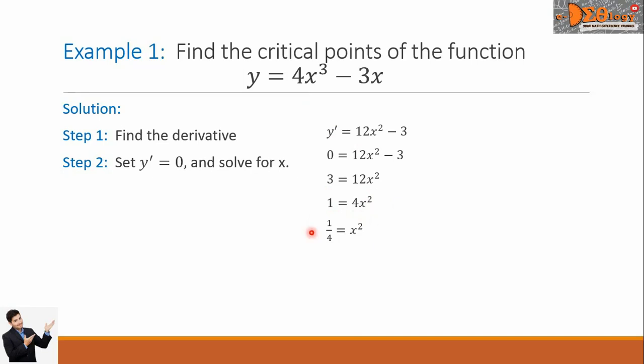This time, let us take the square root of both sides. So we have now x is equal to plus or minus the square root of 1 over 4. And we can simplify this into 1/2. So the value of x is equal to plus or minus 1/2. These are the critical points.